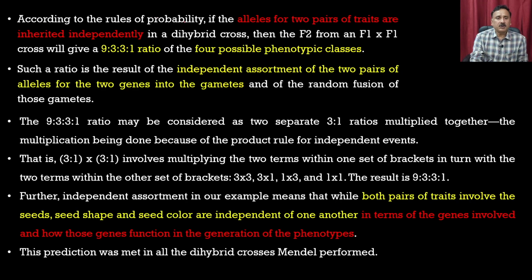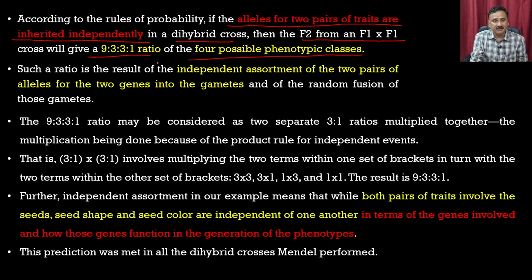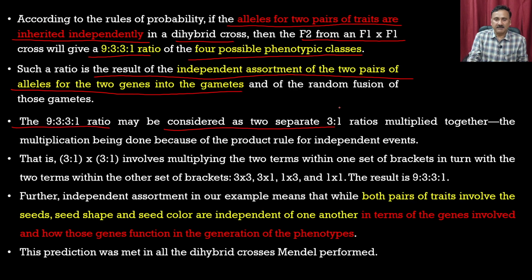Now, according to the rule of probability, if the alleles for the two pairs of traits are inherited independently in a dihybrid cross, then the F2 from the F1 to F1 cross will give a 9:3:3:1 ratio of the 4 possible phenotypic classes. Such a ratio is the result of the independent assortment of the two pairs of alleles for the two genes, right? And so the 9:3:3:1 ratio may be considered as two separate 3:1 ratios multiplied together, the multiplication being done because of the product rule for independent events.